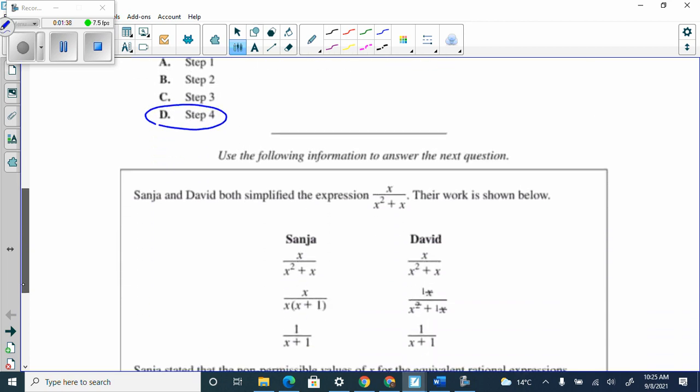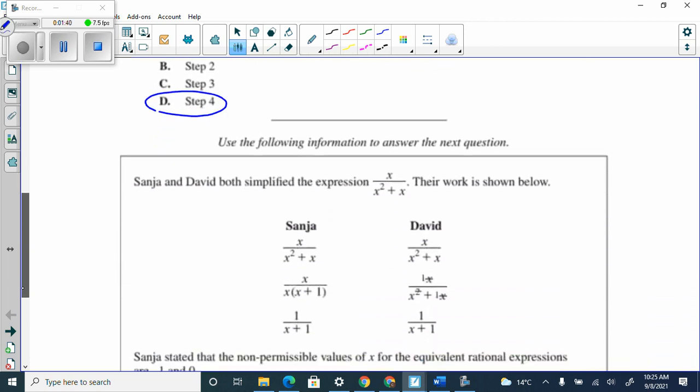Number 2. Sandra and David both simplified the expression x over x squared plus x. These both were on diplomas in the past, just so you know. Their work is shown below.